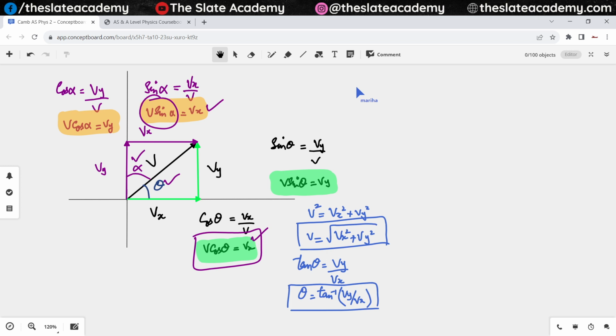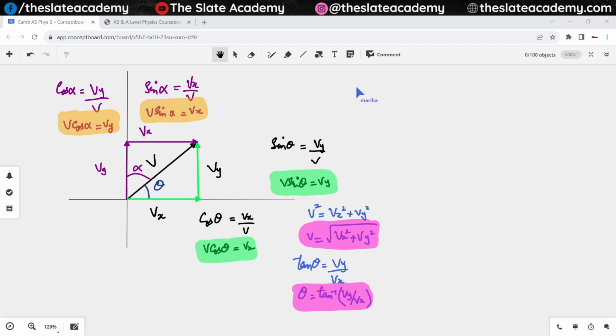Any confusion till this point? No, everything is understood. If you could note it all down, then I'll move forward with the next thing that we need to discuss.